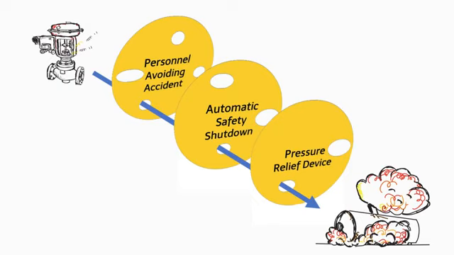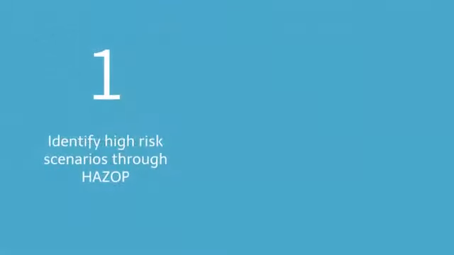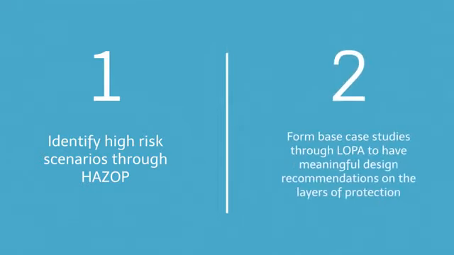By assigning probabilities to each of these independent protection layers, one can understand the likelihood of a worker fatality based on the sequence of events. By doing so, any risk gap can be identified to ensure that the process is designed to meet the company's specific probability target. As we have discussed, a LOPA is a semi-quantitative method to analyze higher risk scenarios identified in a HAZOP. It forms a base case study by which a PHA team can make meaningful design recommendations on the appropriate layers of protection. At the same time, it is not as burdensome as a full-blown quantitative risk assessment, where a PHA team tends to fall into paralysis by analysis.